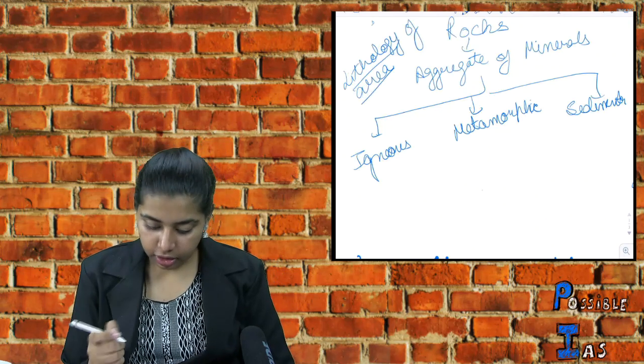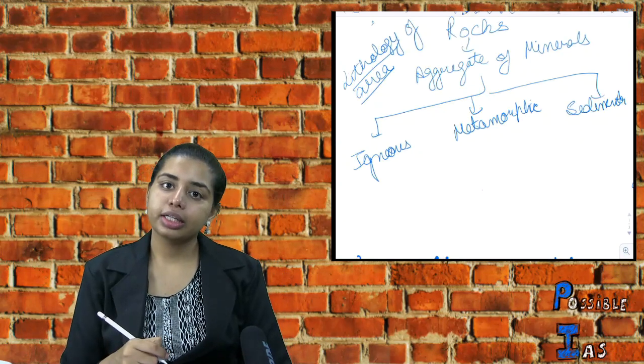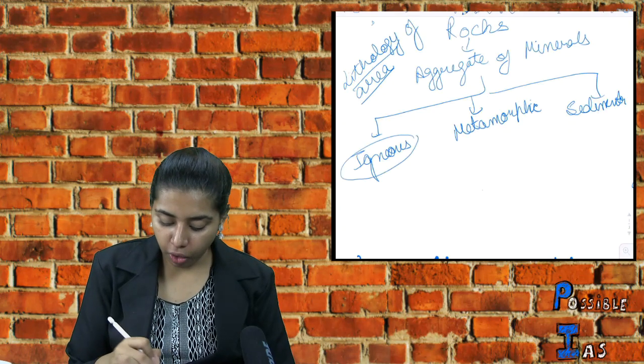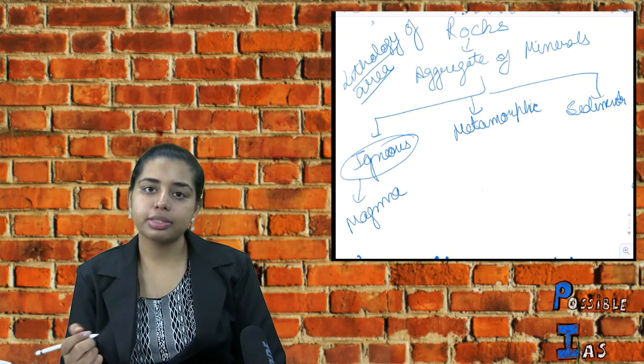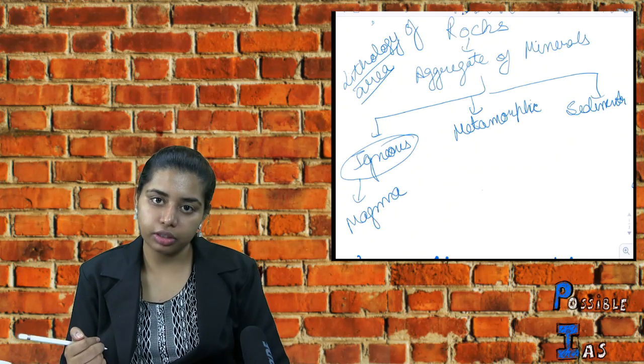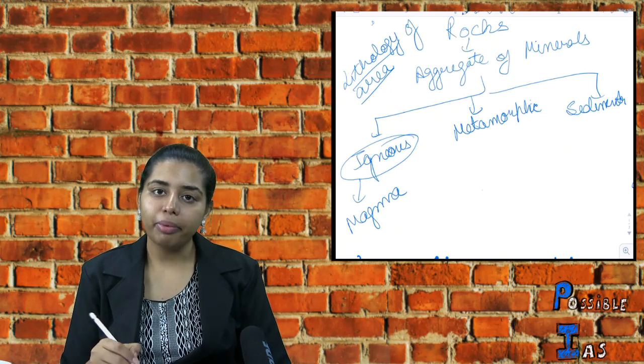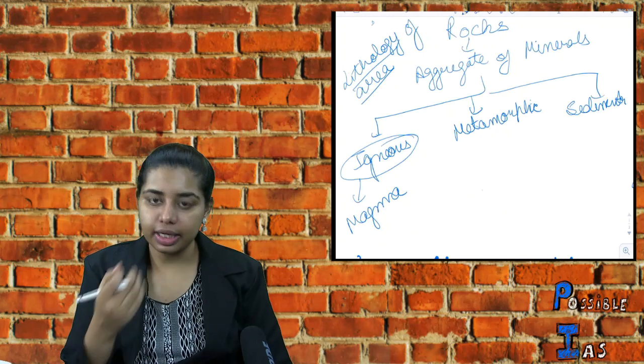So now coming to igneous rocks. What are igneous rocks? Igneous rocks are the rocks which are formed directly by the magma. What is magma? That is the hot molten mass that is present within the surface of the earth. So the rocks which are formed directly from the magma are known as the igneous rocks.